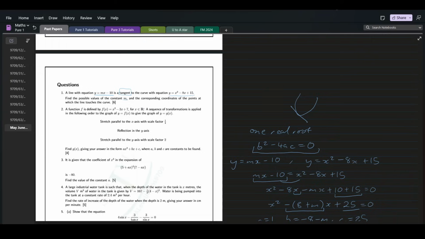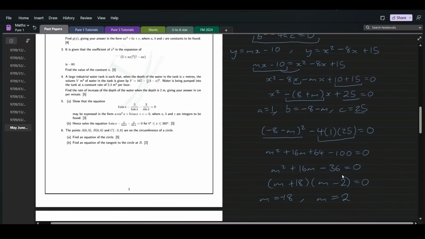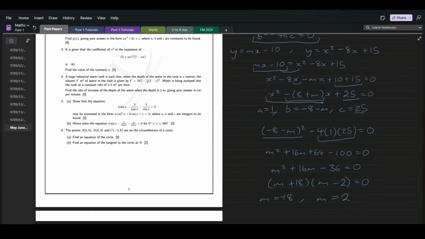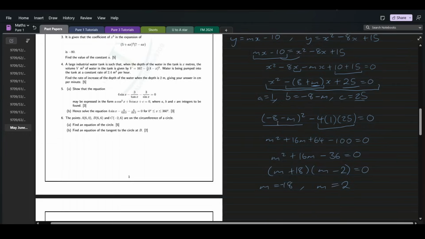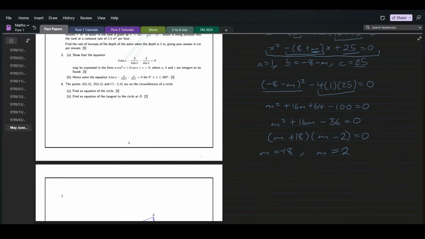We've done that. Now we have to find the corresponding coordinates of the points at which the line touches the curve. Okay, so to be able to do that, we're going to use the quadratic that we had at this point over here, and we're simply going to substitute the m values that we got. So let's start at m equals 18. So I'm going to write here at m equals, or rather negative 18, I keep saying 18, my apologies.